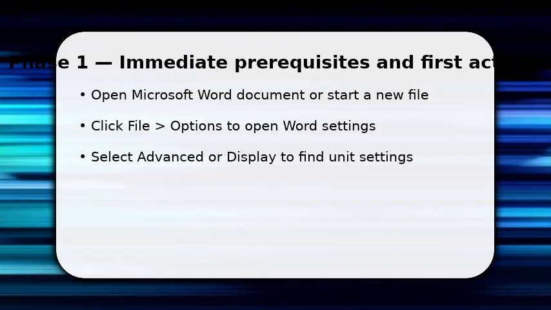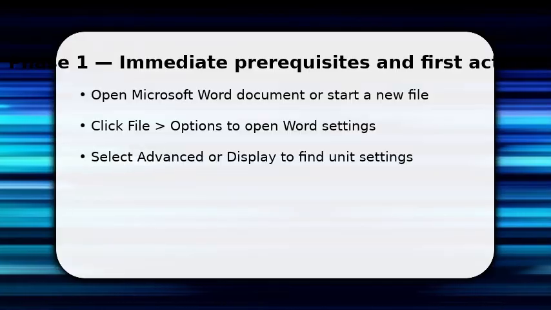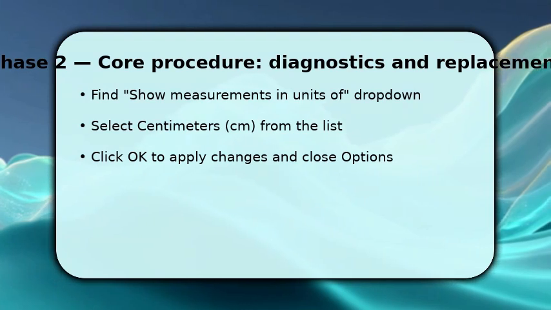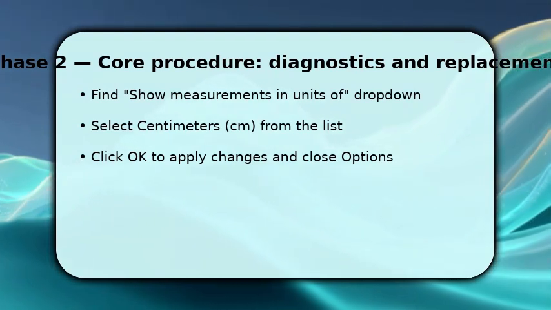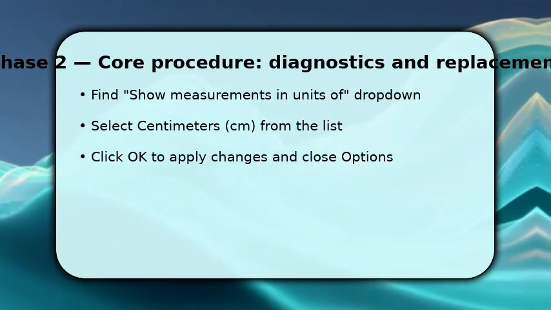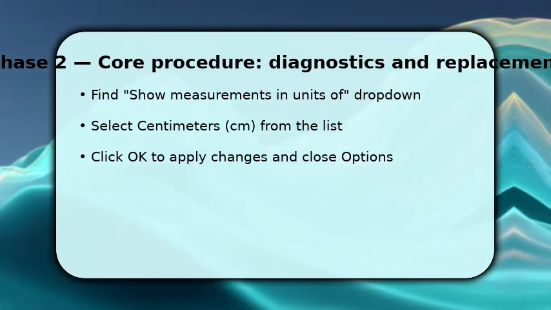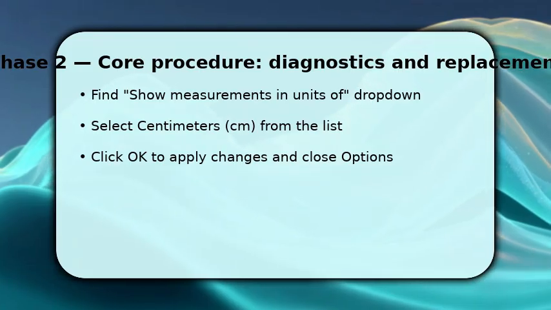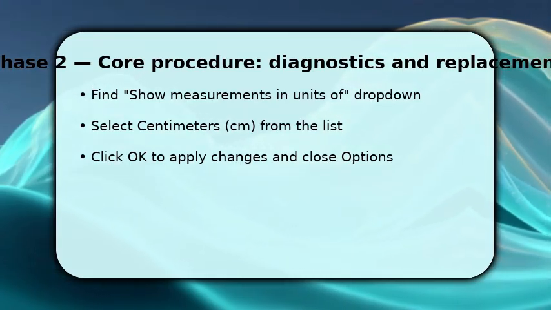Make sure to look for a setting labeled Show Measurements in Units of. Click that control to prepare for switching from inches to centimeters. Once you find the Show Measurements in Units of dropdown, click it and choose centimeters. You do this because Word stores ruler units separately from document layout. Switching here converts rulers, margin displays, and dialog boxes to cm.